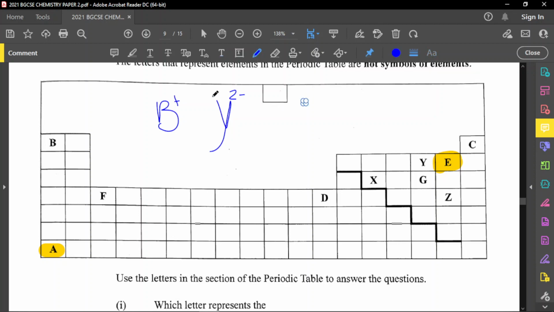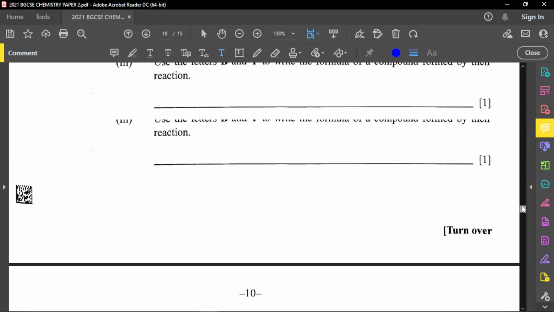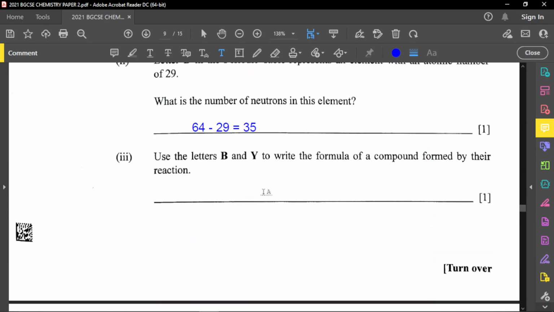All right, so what we're going to do to get this formula, we're going to crisscross these things. So the 1 will come down here from the B, and the 2 will come down here from the Y. So what you should get as a formula is B2Y. Okay, so our formula is going to be B2Y. So let's quickly put it at the bottom. B2Y. All right, so yeah, B2Y. All right, let me draw it in. So we're going to be B2Y.